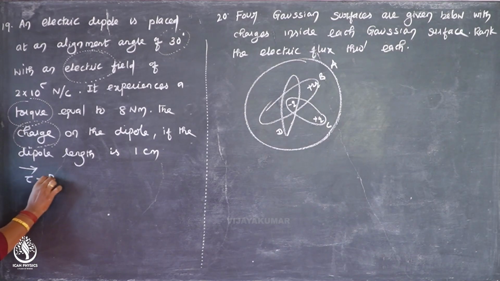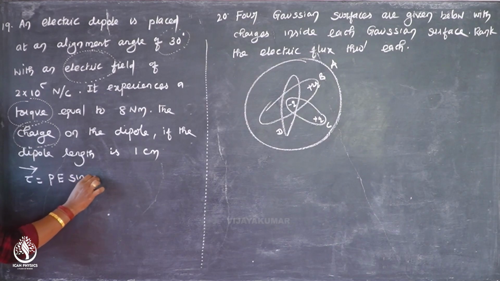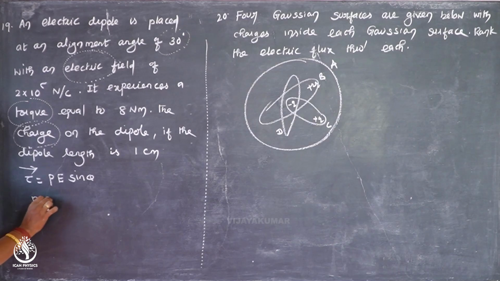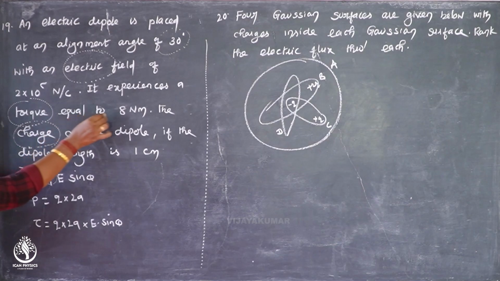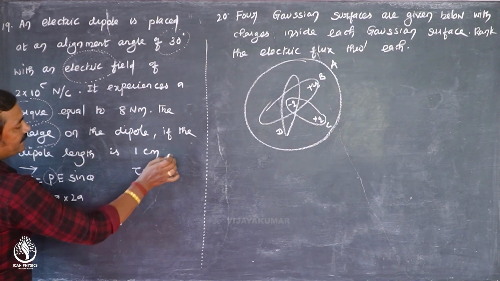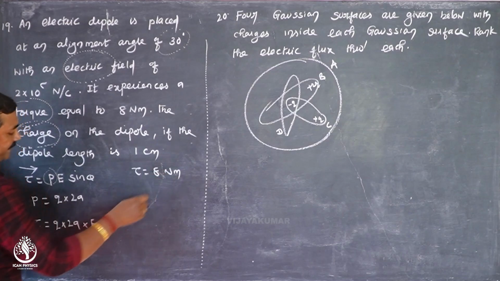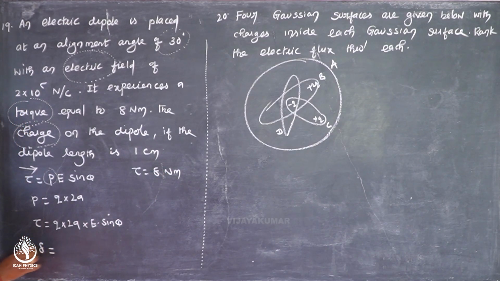torque tau equal to PE sin theta. But the dipole moment is not given in a direct way. So P equal to Q into 2A. Okay. Now instead of P, we can substitute Q into 2A. Tau equal to Q into 2A into E into sin theta. Now what is the value of torque? Torque equal to 8 Newton meter. So instead of torque, we can substitute 8.